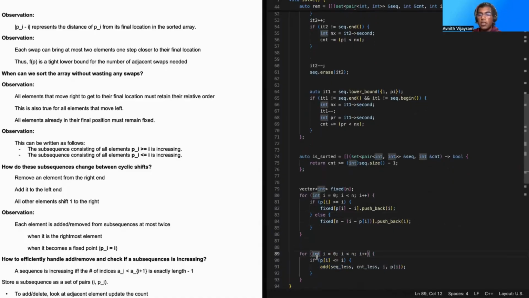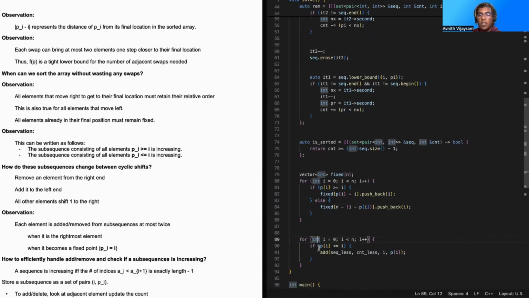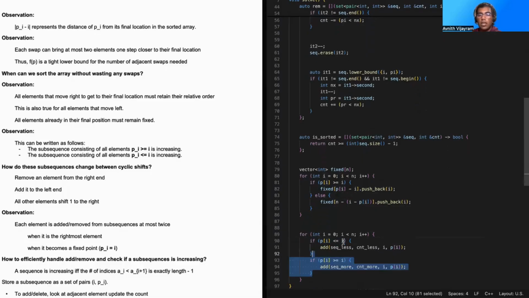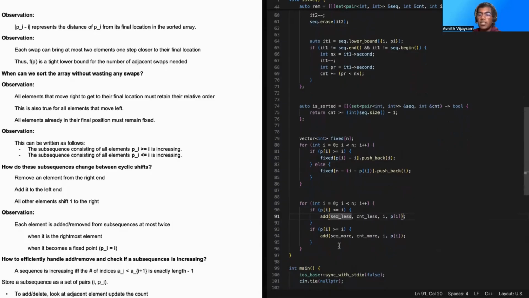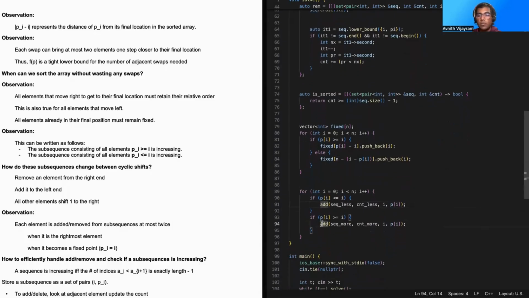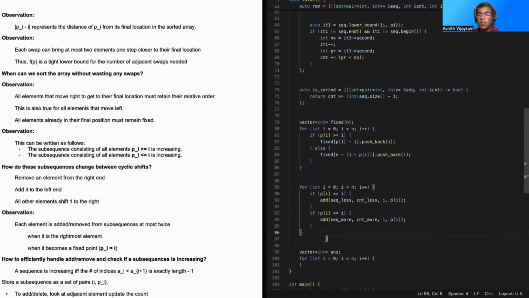And now we can initialize our sequences. So for the initial array without any cyclic shift, if p sub i is less than or equal to i, we add it to the sequence of less. And if it's greater than or equal to i, we add to the sequence of more. And you can notice that if p sub i is equal to i, then we add it to both sequences, as we described before.